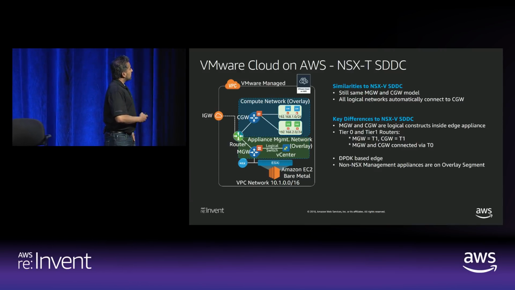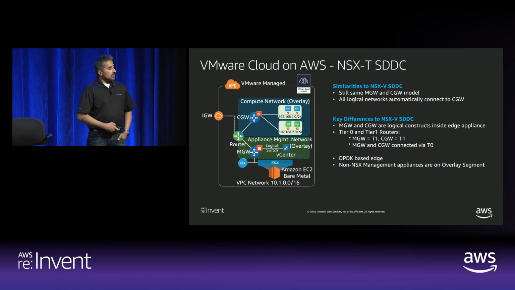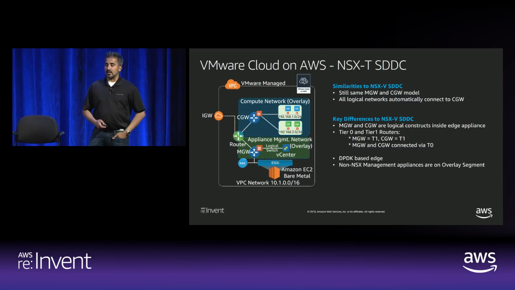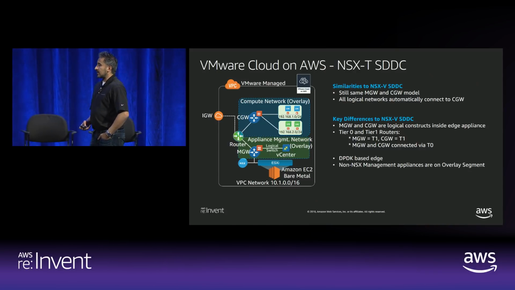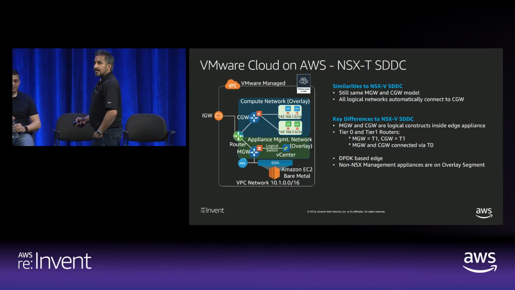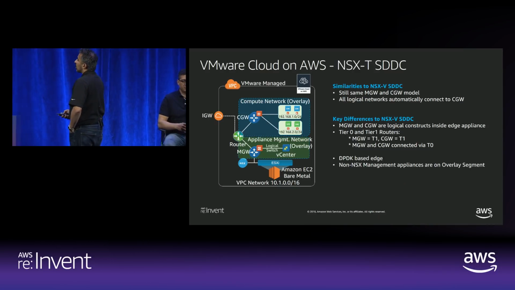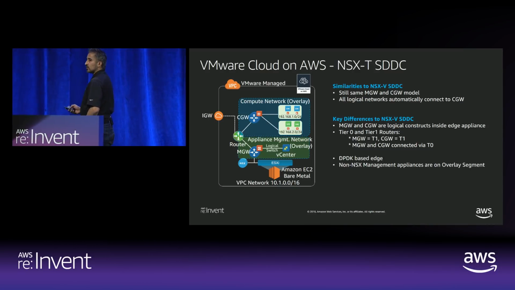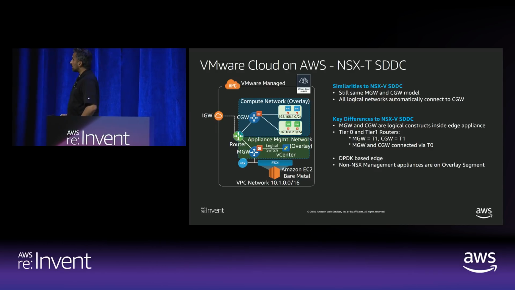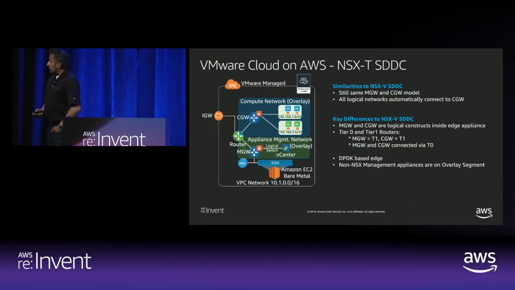You still have a single CGW where all your compute workloads sit behind. You still have a single MGW where all the management components that VMware manages sit behind, okay? And when a user creates a network segment or logical network, it's automatically connected to the CGW and the routing information is propagated up, okay? Now, there are some key differences as well.